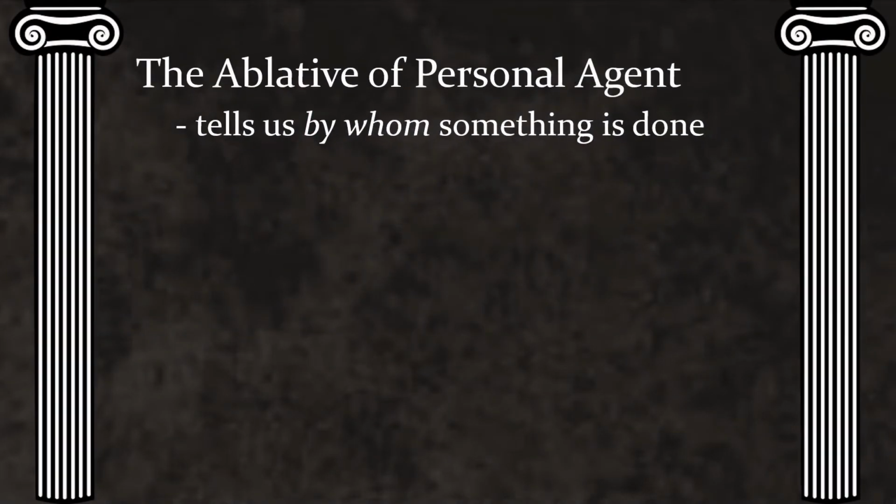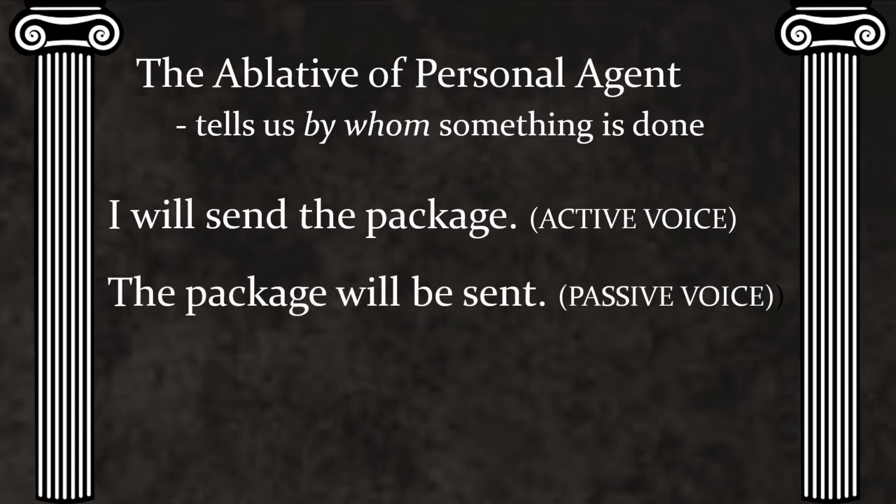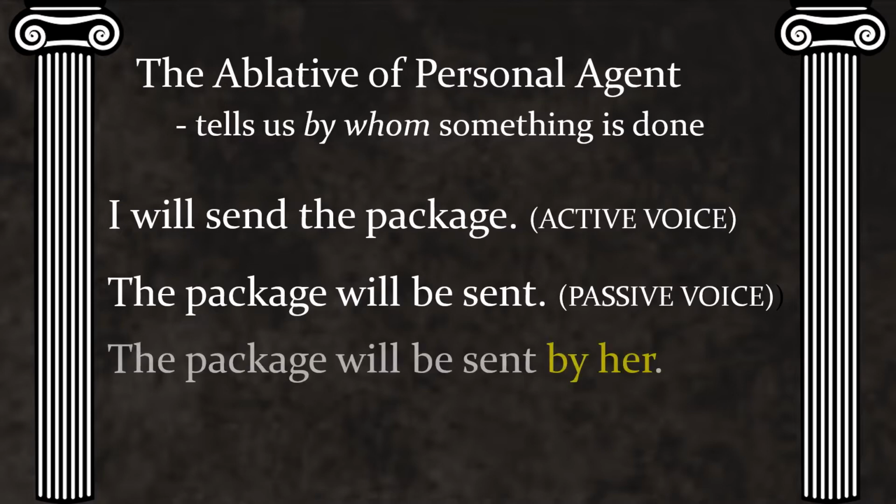So the ablative of personal agent, as we've already learned, tells us by whom something is done. And we see this when we use the passive voice. There's a reason why we learn these together. So, I will send the package. That's in the active voice. We know who will send it. The package will be sent. This is in the passive voice. And what we don't know is by whom it will be sent. The package will be sent by her. And that is your personal agent.